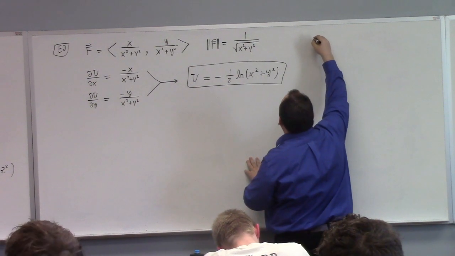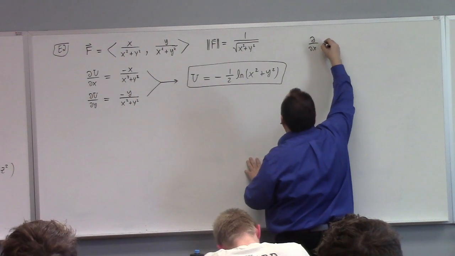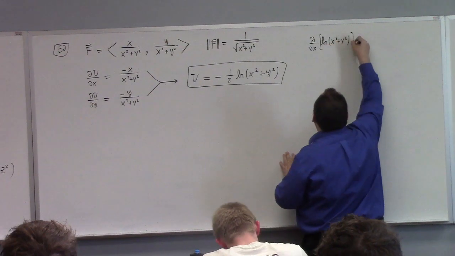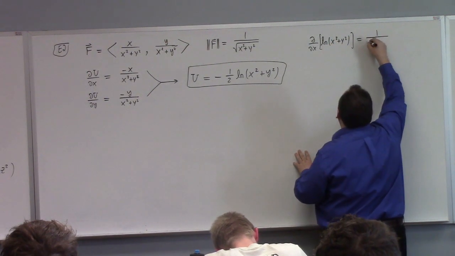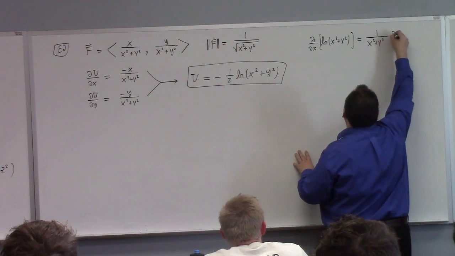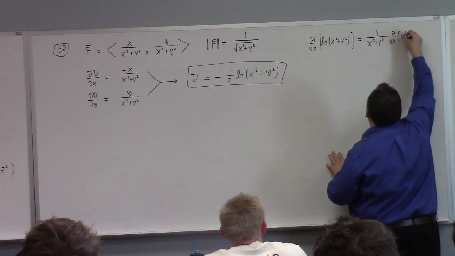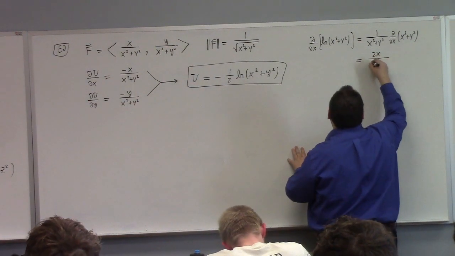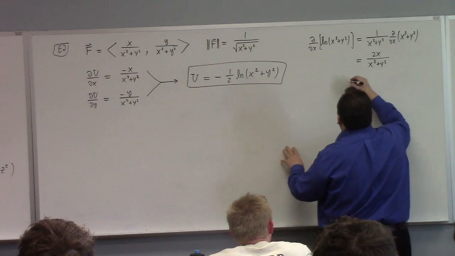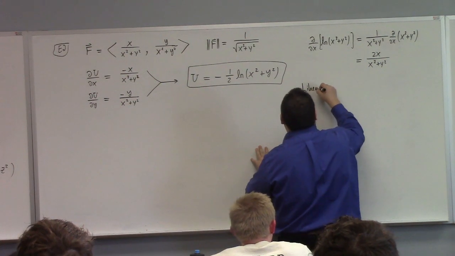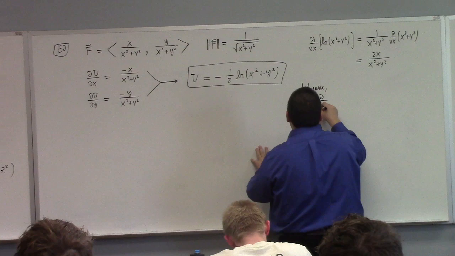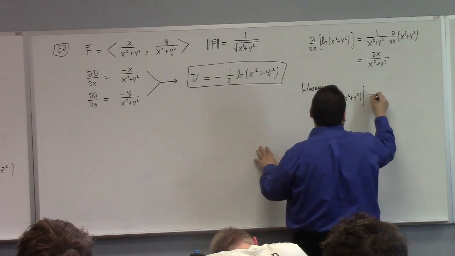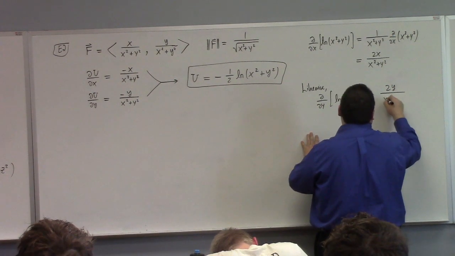So my point is that if we take partial x of the natural log of x squared plus y squared, we get 1 over x squared plus y squared times partial x of x squared plus y squared, which is 2x over x squared plus y squared. Likewise, partial y of the natural log of x squared plus y squared, for almost the same reasons, works out to 2y over x squared plus y squared.